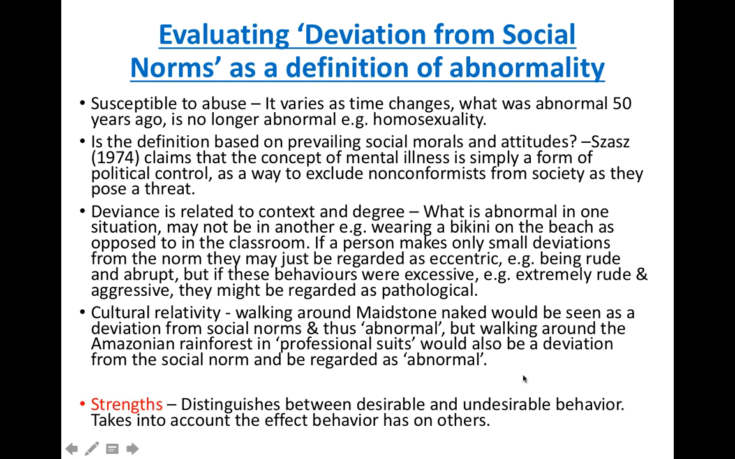There are some strengths. On the positive side, this definition does distinguish between desirable and undesirable behaviour, and this was absent from the statistical infrequency model, which we will look at tomorrow. The social deviancy model also takes into account the effect that behaviour has on others, and deviance is defined in terms of transgression of social rules, and social rules are established in order to help people live together. So according to this definition, abnormal behaviour is behaviour that damages others.